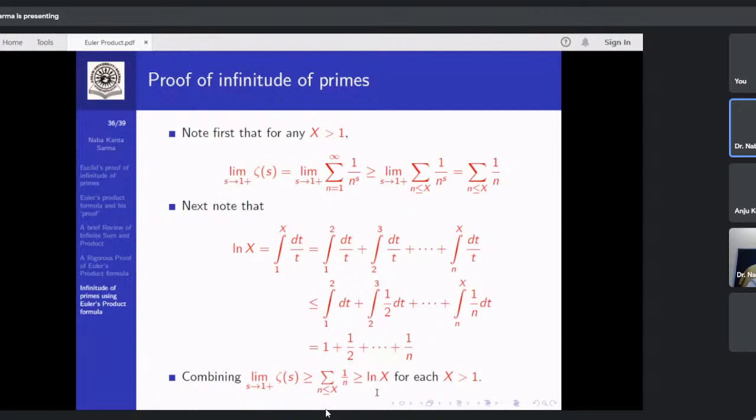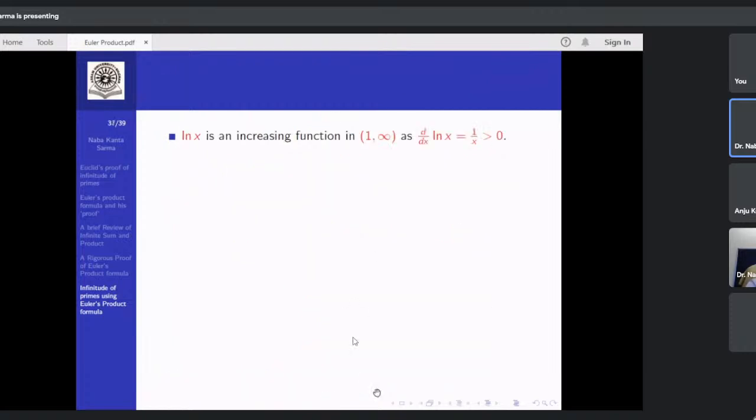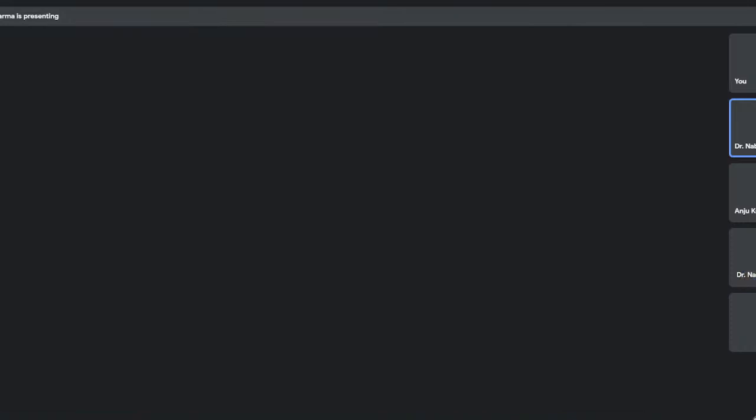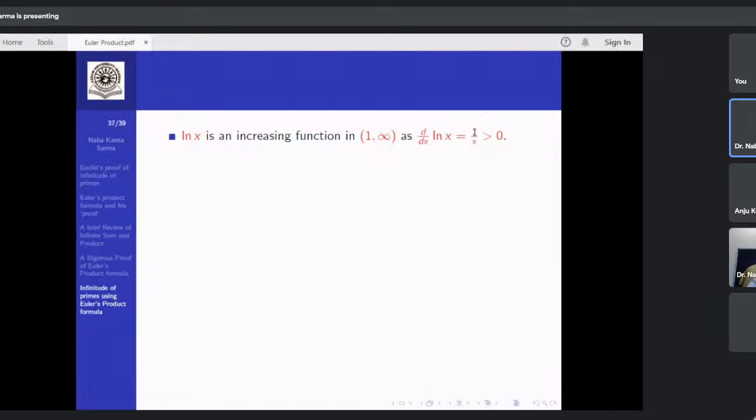Log x increases to infinity as x tends to infinity. Why is it so? Because it is well known that the logarithm function is an increasing function on (1, infinity). Because the derivative of this logarithmic function is 1 by x, which is greater than 0 on (1, infinity). So this is an increasing function.